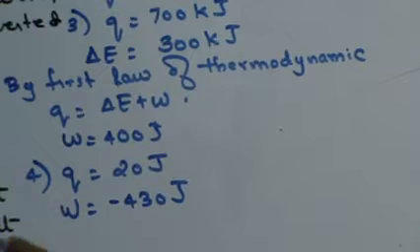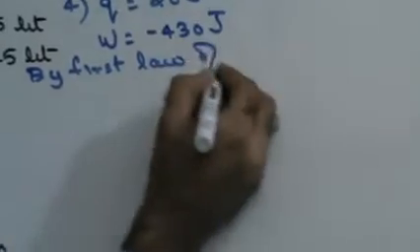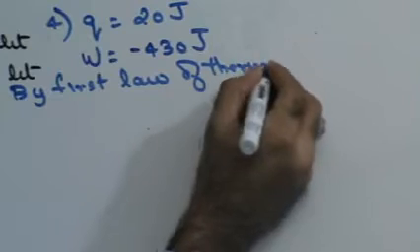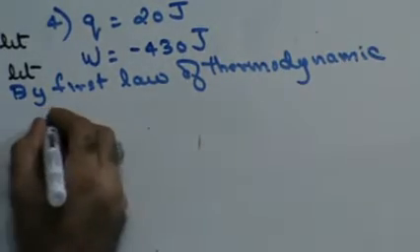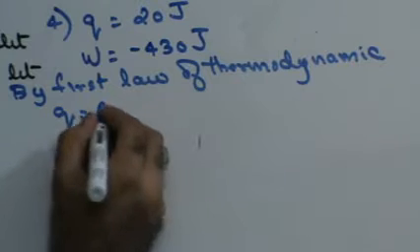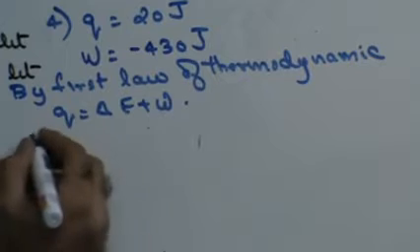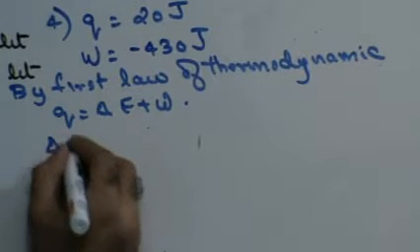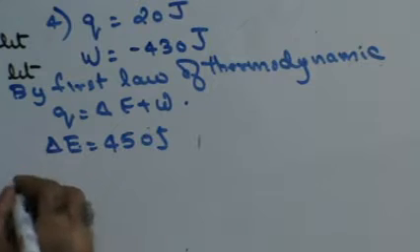Again, very simple sum. I can say by first law of thermodynamics, first law of thermodynamics says that Q is equal to delta E plus W. You have Q, you have W, you should be able to get the answer of delta E. Answer should be 450 joules. Delta E should come to 450 joules. Next, take our next one please.